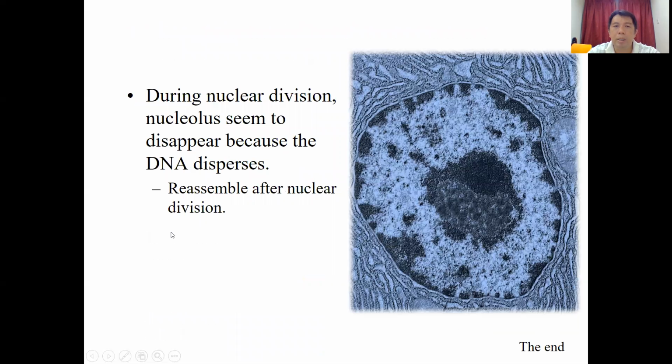During nuclear division, the nucleus seems to disappear because the DNA is dispersed to form the chromosomes. So that's why the nucleus disappears. Then it will reassemble after the nuclear division. So that's all for the nucleus.